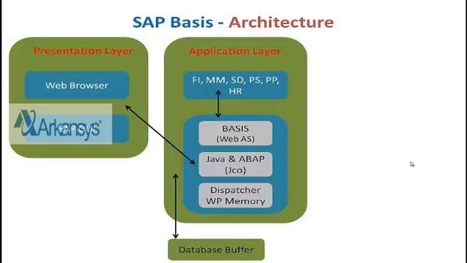Whenever I ask for some information, it can come from the database buffer. Some information is in the shared memory as well, such as user information. If I had logged in before, my user context and the things I was working on before will be in the shared memory, so that information can come from there. But if I ask for a request about a material, that can come from the database buffer if it is there.